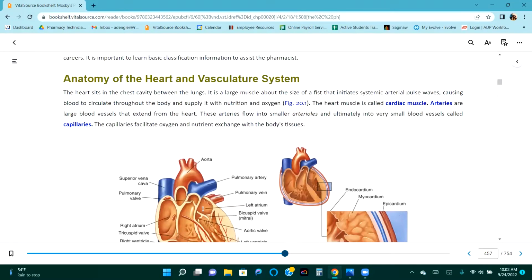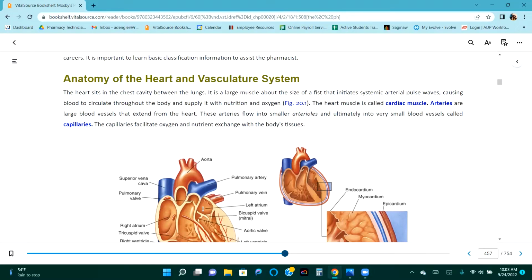The heart sits in the chest cavity between the lungs. It is a large muscle about the size of a fist that initiates systemic arterial pulse waves, causing blood to circulate throughout our body and supply it with nutrition and oxygen. The heart muscle is called the cardiac muscle.